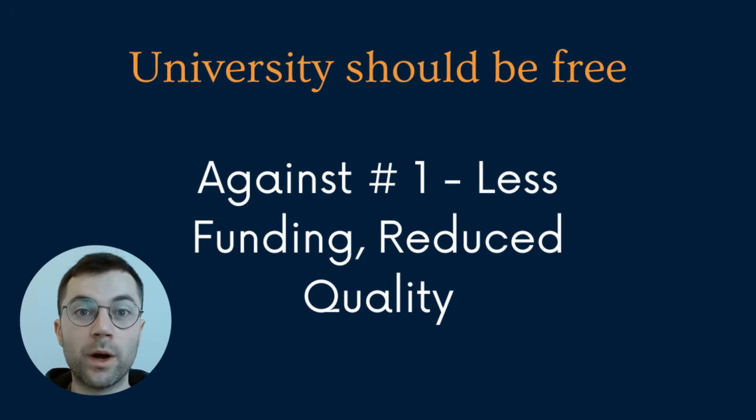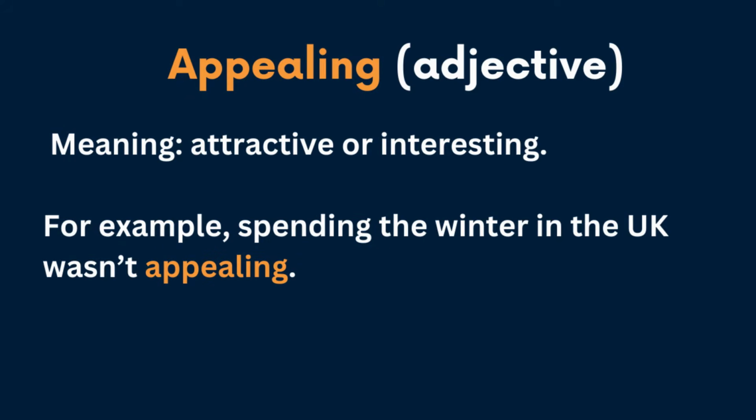The first reason why university shouldn't be free is the reduction of education quality due to less funding. The key vocabulary to listen out for is appealing, meaning attractive or interesting. For example, spending the winter in the UK wasn't appealing.